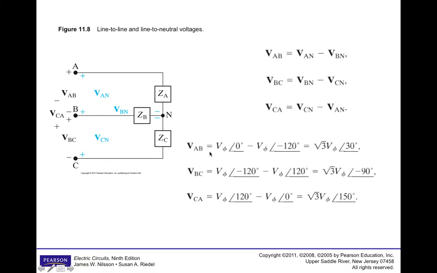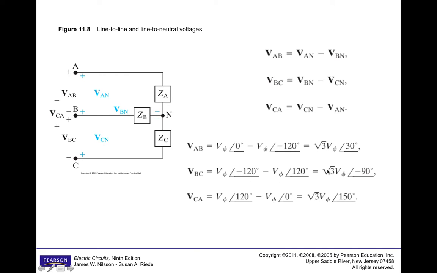And so we can write this as a phasor type equation. And if you do the algebra, you find that VAB turns out to be, when you take into consideration this angular relationship, the square root of 3 times V phi angle 30. And a similar relationship occurs with VBC and VCA.